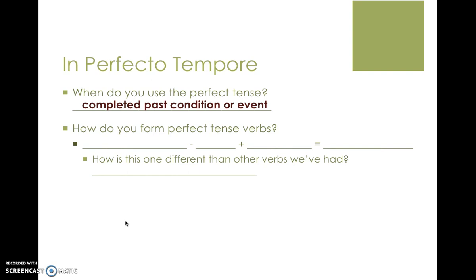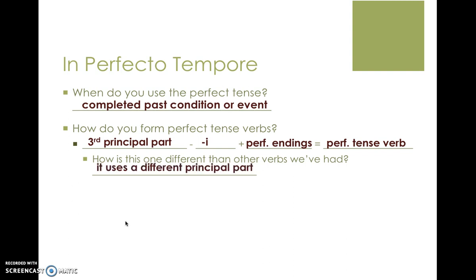The way that we form perfect tense verbs is very different from the three tenses that we learned earlier this year. You're going to start with the third principal part, and that's contrasted with the others that use the second. And instead of dropping off the RE, we're going to drop the I off of the third principal part. So I kind of jokingly say that this one's a violent tense because we take its I out. And after you take the I out, you're going to add some perfect tense endings, and that is going to give you your perfect tense verb. And again, this tense is very different from the other verbs we've had in that it uses a different principal part, so it's going to be starting with something different than we've seen before.